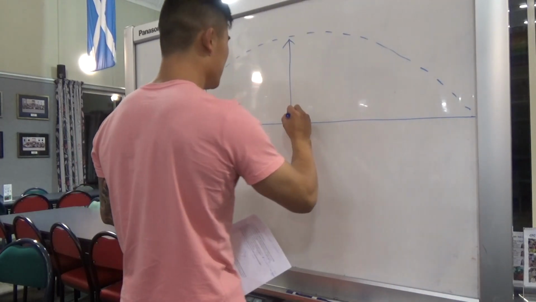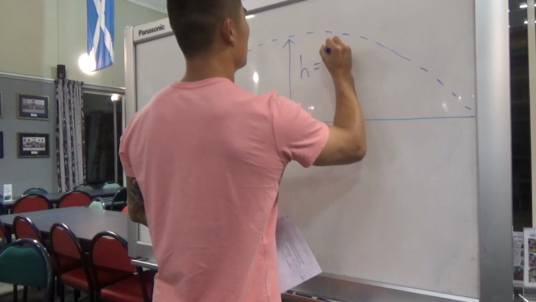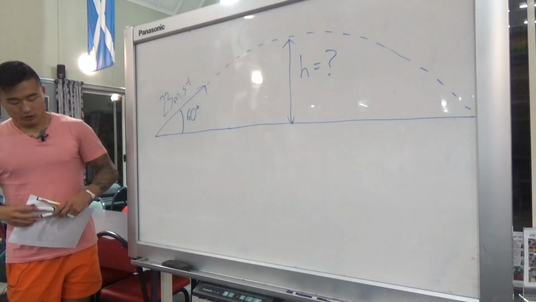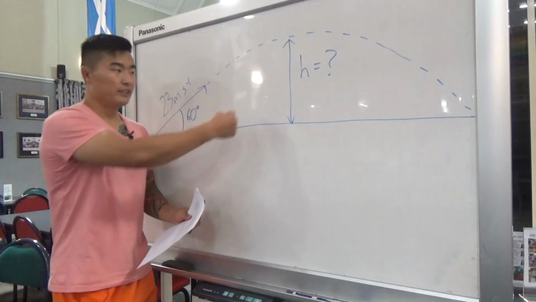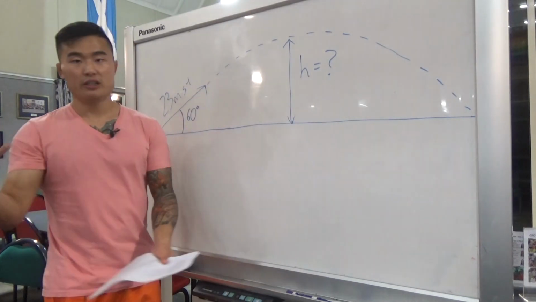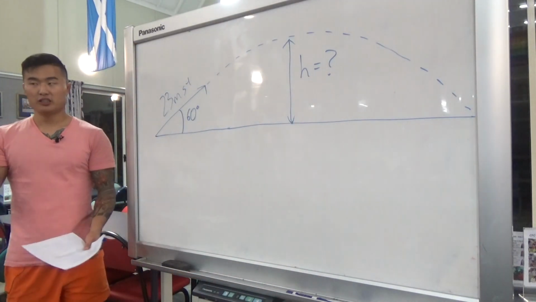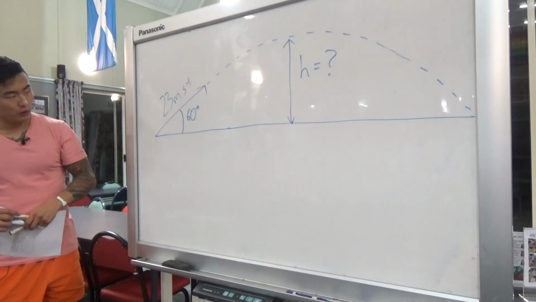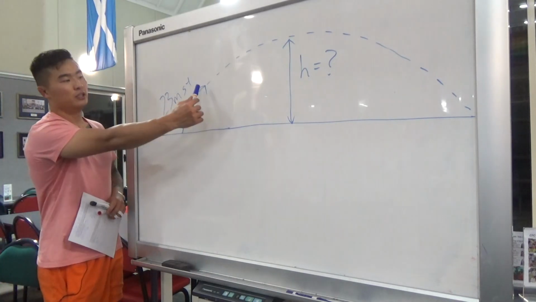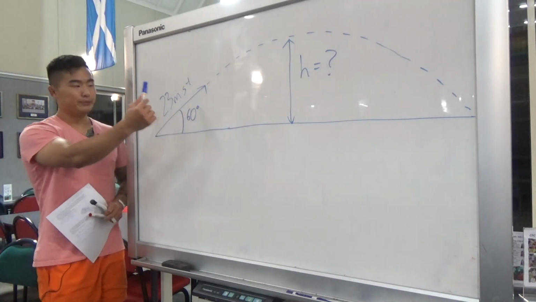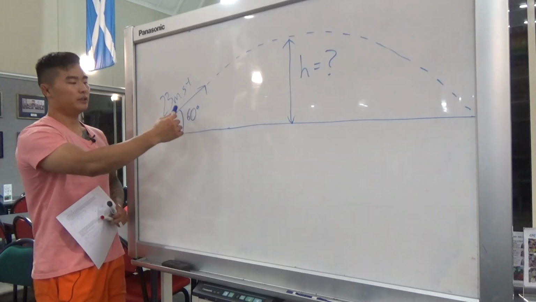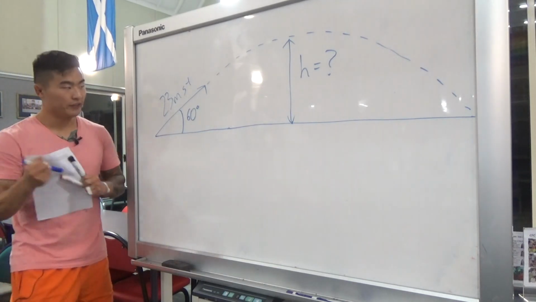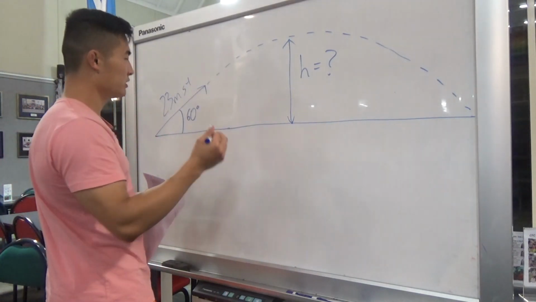So we're looking for the maximum height of this cannonball. Okay? Because we're only interested in the vertical component of this ball's motion, so we're only interested in the height, which is the vertical component. What we can do is, we've been given the total velocity, or the speed of this cannonball. We can figure out what the vertical component of this cannonball's velocity is.